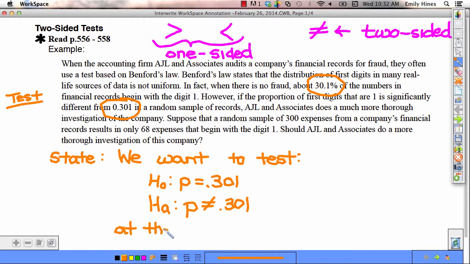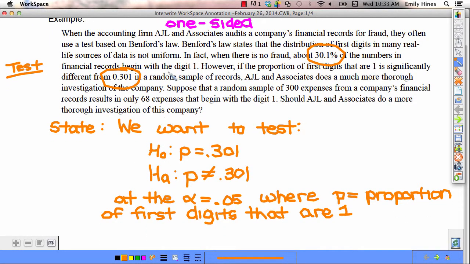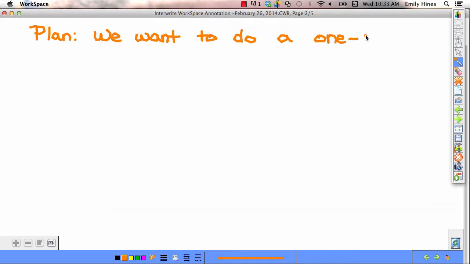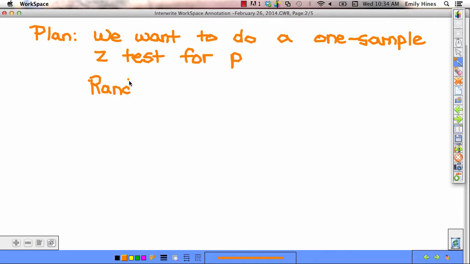At alpha equals, and since they didn't give us an alpha level, we're going to say 0.05, where p is equal to the proportion of first digits that are 1. Okay, so then we want to plan. We want to do a 1 sample z-test for p. I need to check my conditions: random, normal, independent.